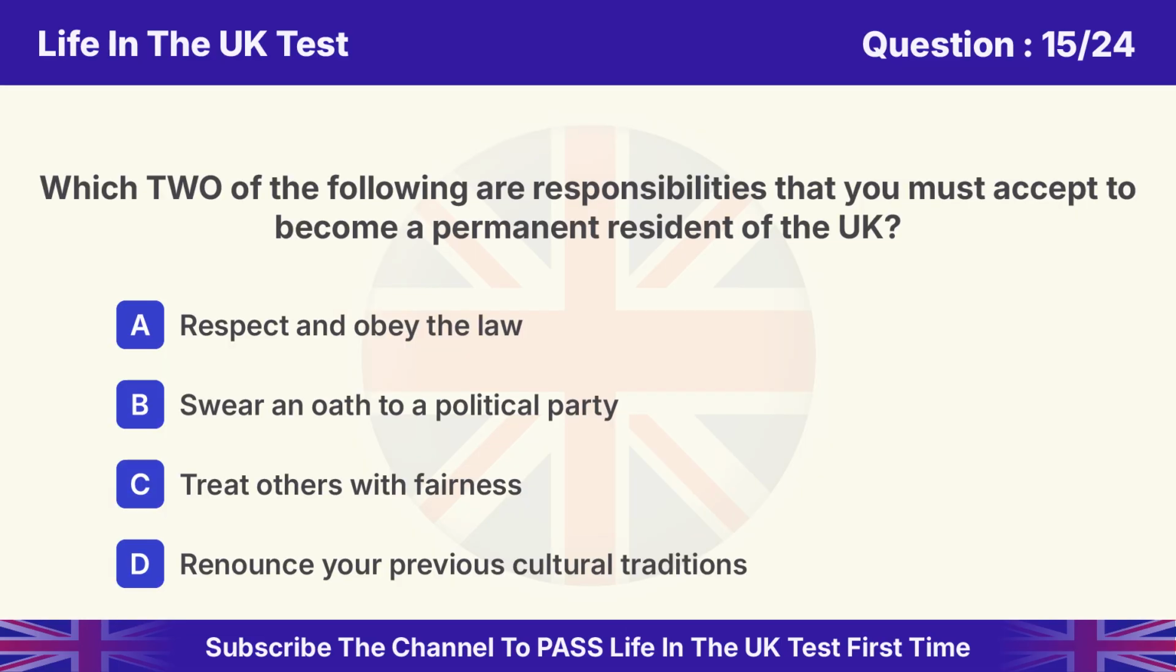Question 15. Which two of the following are responsibilities that you must accept to become a permanent resident of the UK? Option A, respect and obey the law. B, swear an oath to a political party. C, treat others with fairness. D, renounce your previous cultural traditions.